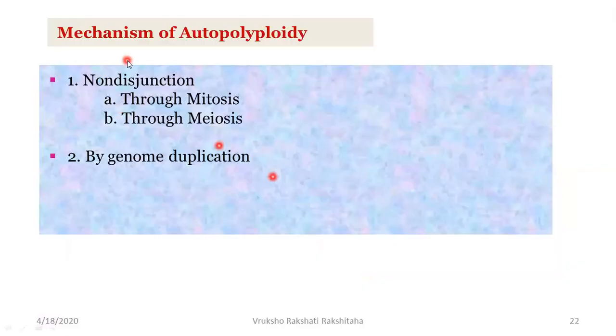Now we discussed here the mechanism of autopolyploidy. We saw how non-disjunction took place by mitosis also. It also took place during meiosis. Now let us discuss this method, that is genome duplication.